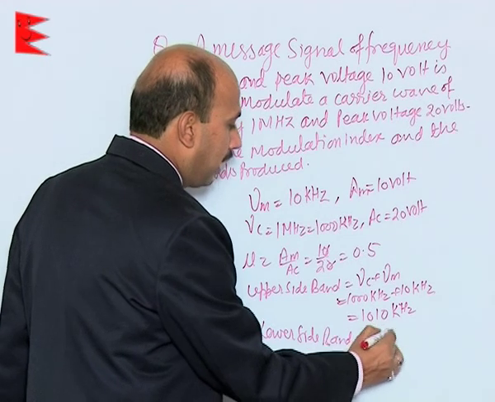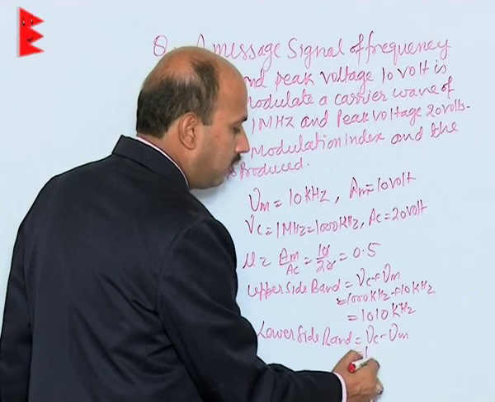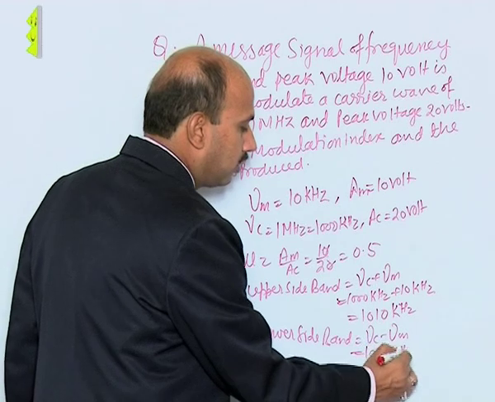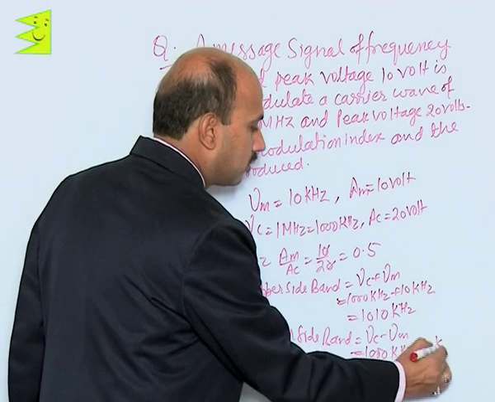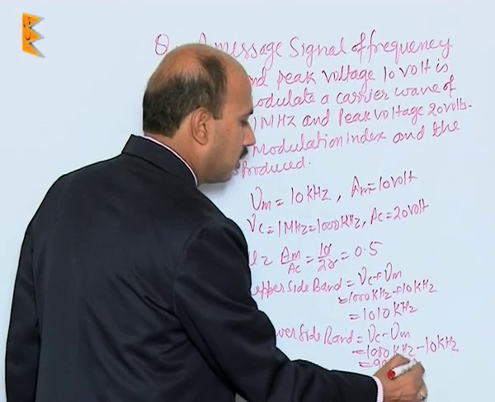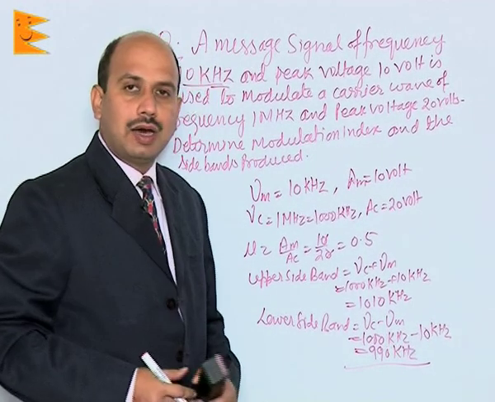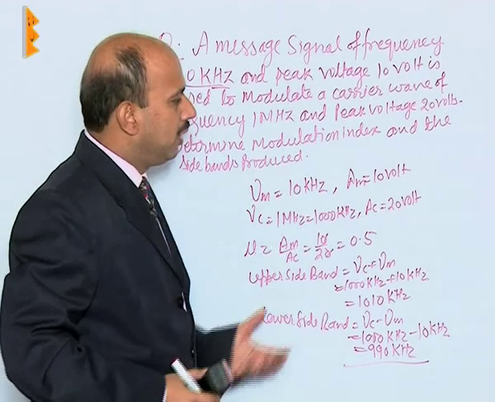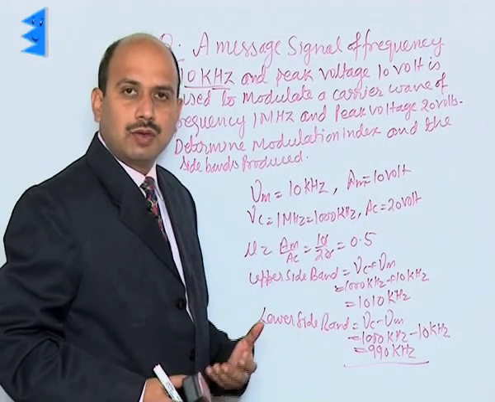Similarly, we can get the lower side band, and the lower side band we will be getting is ν_C minus ν_m. So, it is 1000 kilohertz minus 10 kilohertz, so that should be 990 kilohertz. So, this is the lower side band and upper side band. This is the simple equation based on μ and the frequency spectrum.